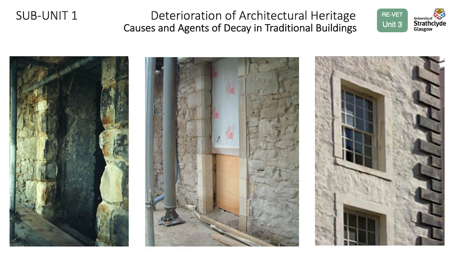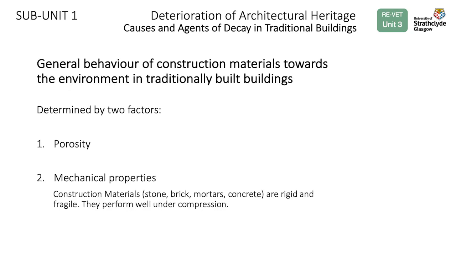Traditionally built buildings were designed to allow the movement of water, liquid and vapor around and through the facades while keeping the buildings watertight. The general behavior of traditional construction materials towards the environment is determined by two factors. First, porosity, and second, the mechanical properties of traditional materials such as stone, brick, and mortars. They are rigid and fragile and perform well under compression.